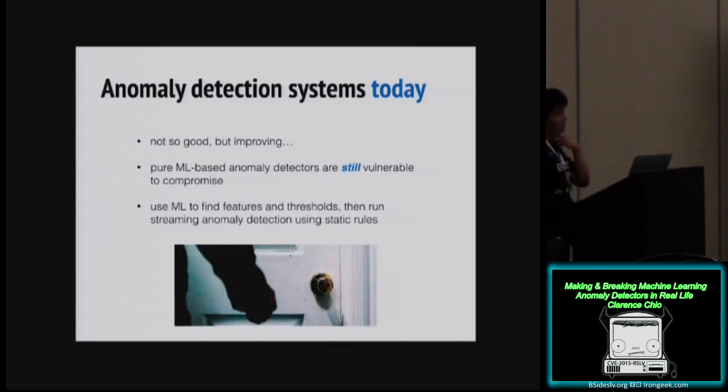But in general, the wisdom surrounding this area is that you should use machine learning to find features and thresholds, and then use these selected features to write heuristics and run your anomaly detector with these heuristics. Because then you'd be less susceptible to online model poisoning attacks, and you'd be able to better understand what caused these anomalies.